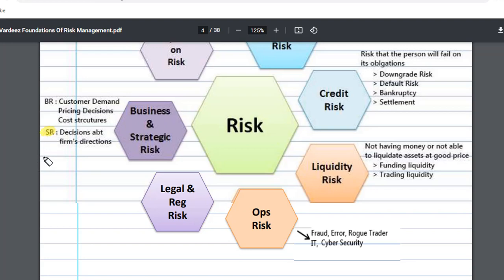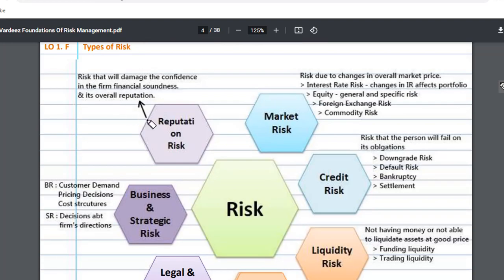Talking about the strategic risk, the decisions about the firm's direction, how the firm needs to have its vision and how it's going to go further down the line, that's the strategic risk. It may or may not work for the company well, right? And finally, talking about reputation risk, as I said, it will damage the overall confidence about the firm, their financial soundness will also be affected, and the overall reputation goes down.